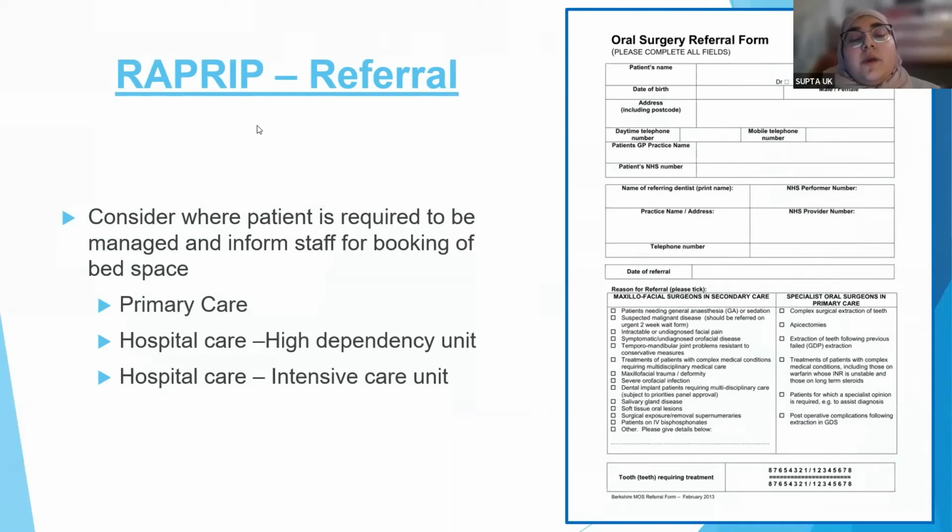Okay, so going back to wrap-up, we've covered the reassurance, we've covered the preoperative assessment, we've given the advice, we've given the prescriptions of what be it medication, blood products, fluids, and now you want to do the R, which is the referral. So you need to basically consider where the patient is going to be managed, and you need to inform the staff and book it.